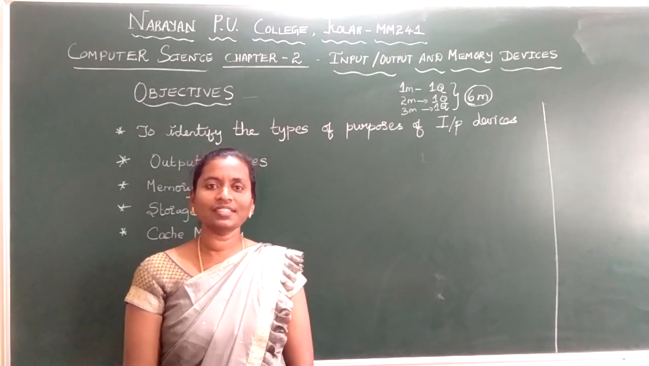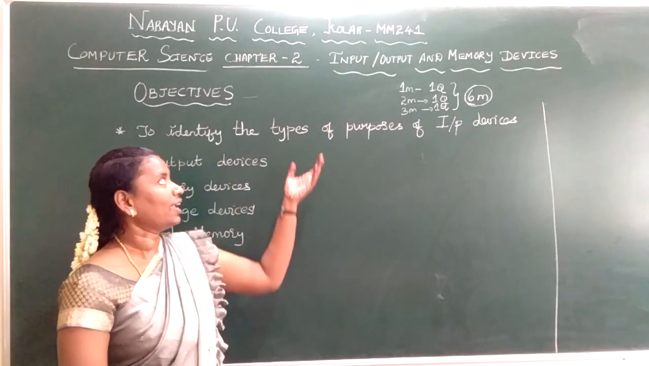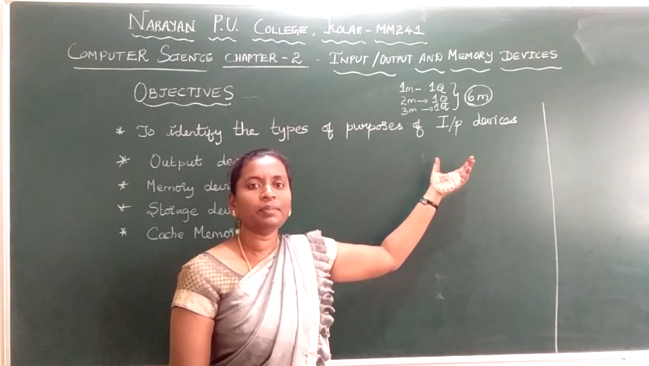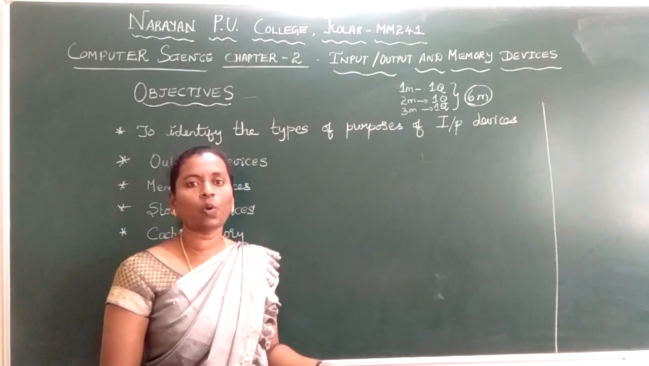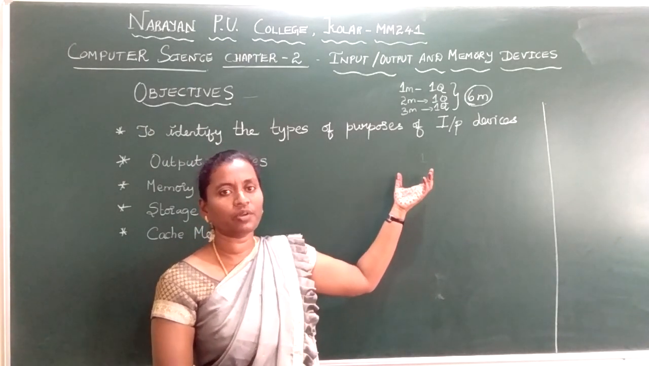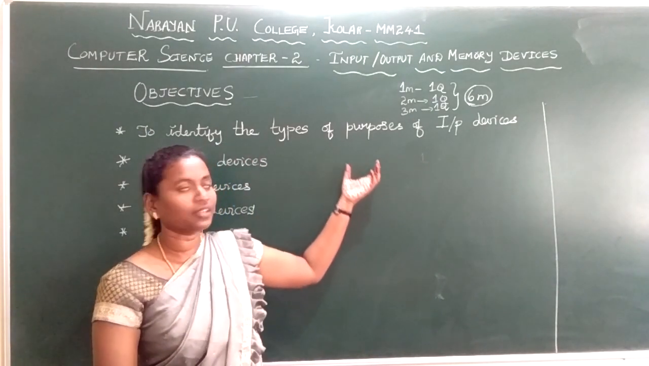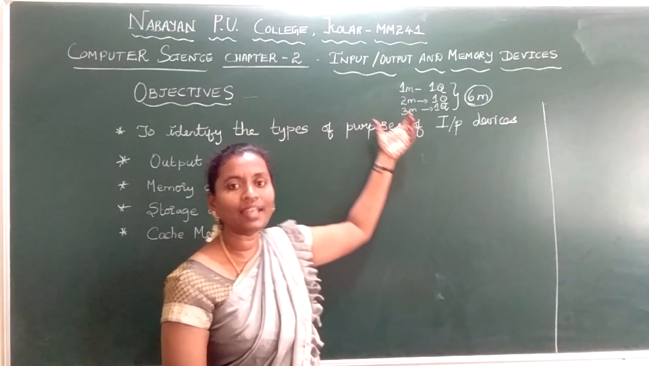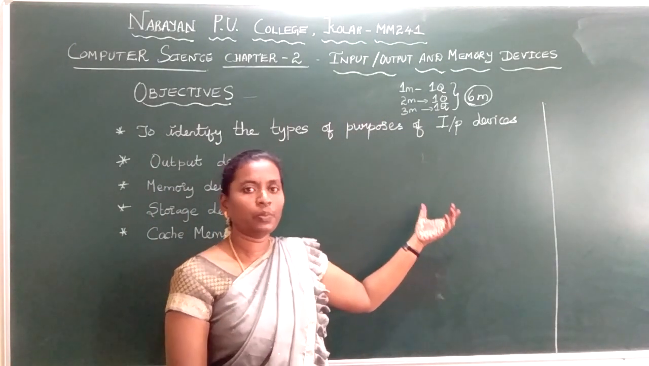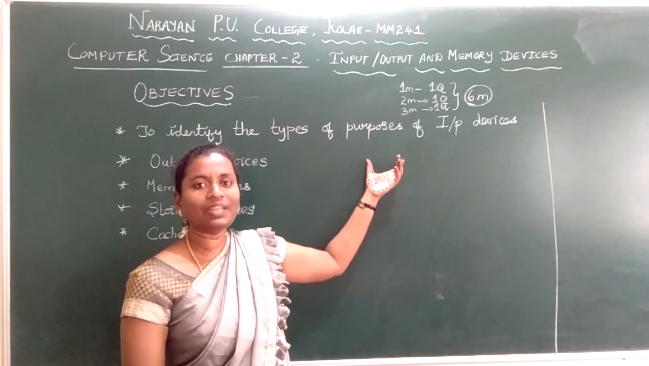In today's class, we are going to discuss the second chapter, input, output, and memory devices. In the previous class, we discussed the overview of computers, isn't it? But in today's class, we are going to start the second chapter, that is input, output, and memory devices. According to your first PU blueprint, the weightage of this chapter is only 6 marks.